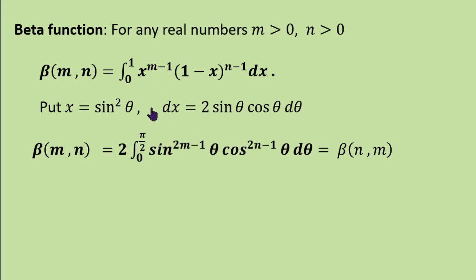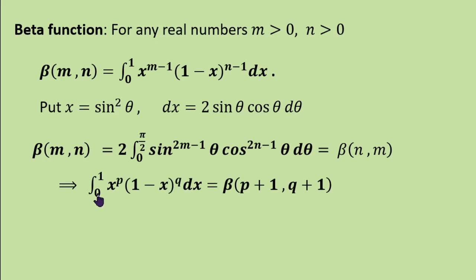Now, from these two results, to evaluate some integral of the type integral 0 to 1 x^p (1-x)^q dx, that can be evaluated directly as beta(p+1, q+1). If m minus 1 is p, then m is p plus 1. n minus 1 is q, then n is q plus 1. And hence, integral 0 to 1 x^p (1-x)^q dx is beta(p+1, q+1). Or the variable may be anything if the limits are the same. So, you can write integral 0 to 1 y^p (1-y)^q dy is also beta(p+1, q+1).